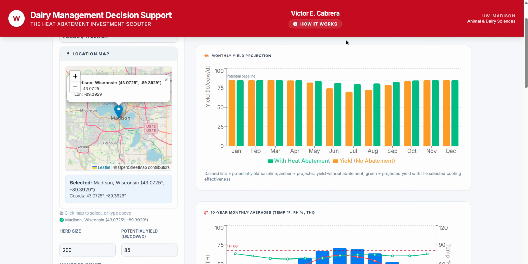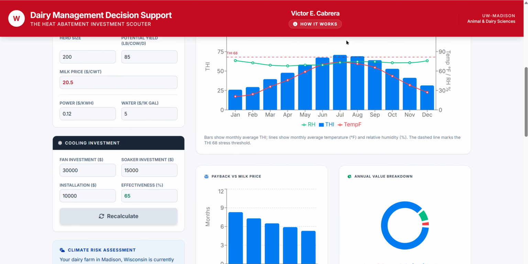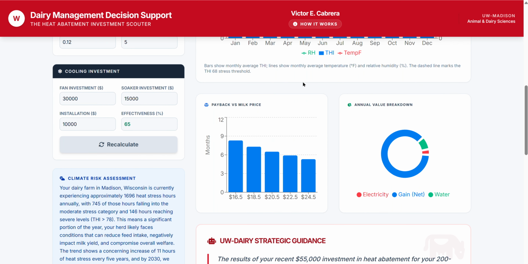Scrolling down, the payback vs milk price chart shows how the payback period changes at different milk price levels. This allows you to see how sensitive the investment is to market conditions. Next to that, the annual value breakdown is a donut chart showing the composition of annual costs and gains, broken into electricity costs, water costs, and the net gain from recovered milk production.